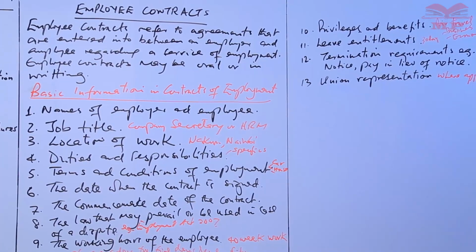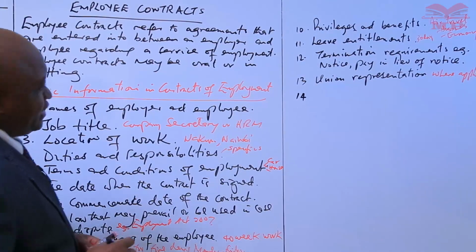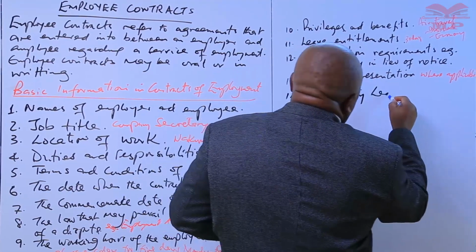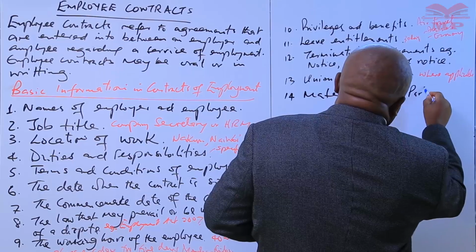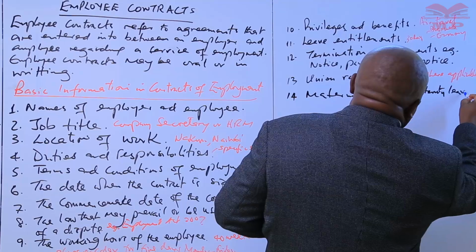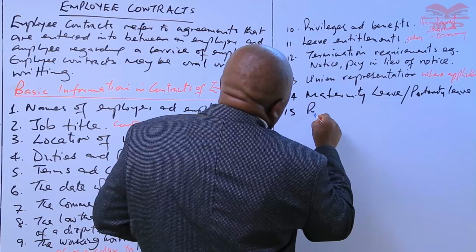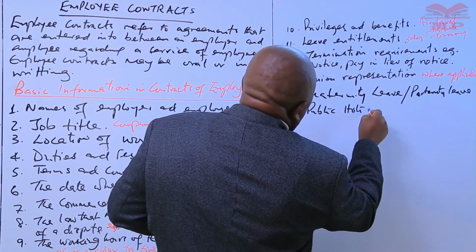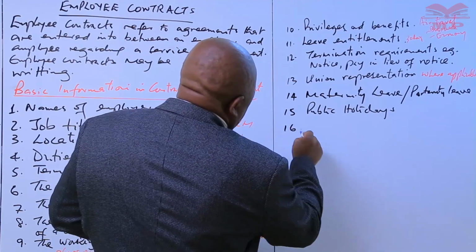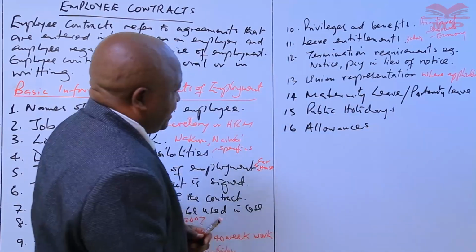There are also other aspects that are also critical. For example, an employee may be in terms of maternity leave or paternity leave, that is also important. Then you also have what you call public holidays. That is also important to be indicated. Then you also have allowances that may be specific to this particular job and so on.